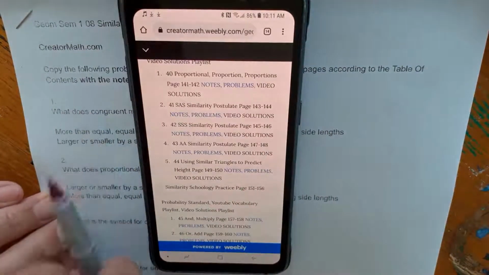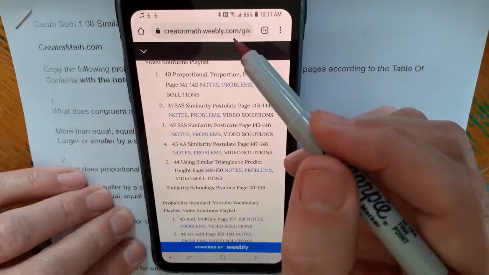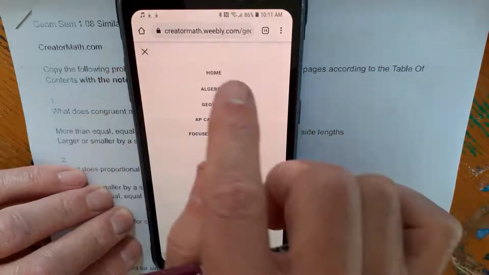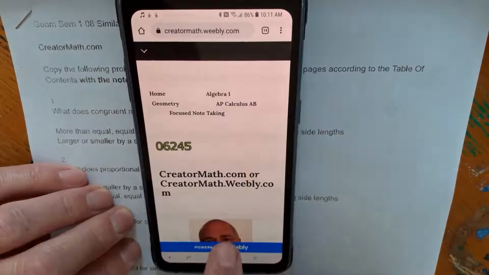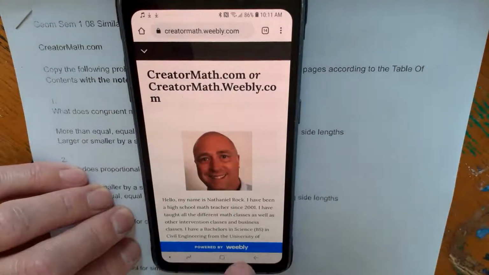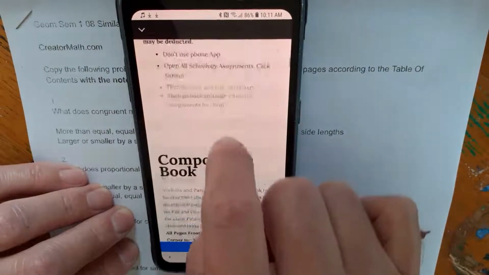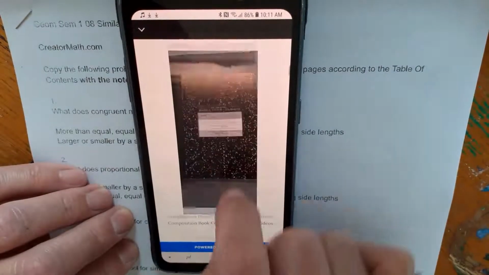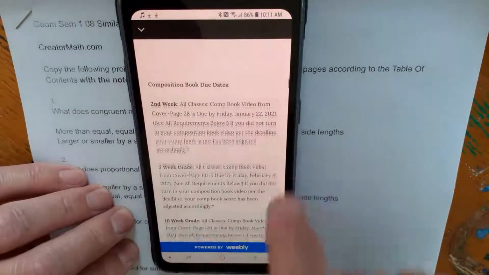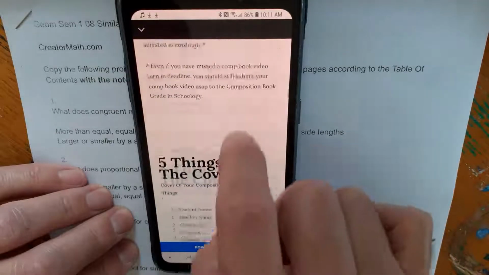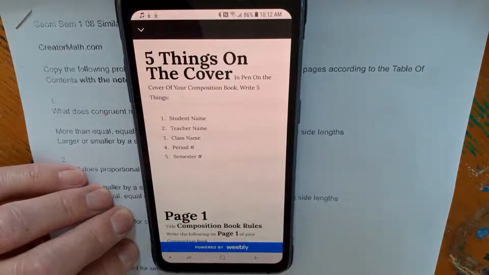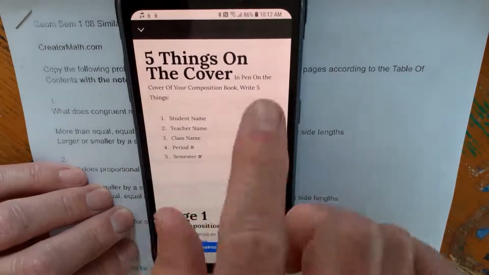All right, so here's the website name, creatormath.weebly.com. If you type that in, you should get to this home page. If you have any questions about the composition book, scroll down under that home page till you see the words composition book and the picture of the composition book. Please watch all these videos, follow all these deadlines, and follow all these instructions. If you do, you should have a 90 to 100% on your composition book.